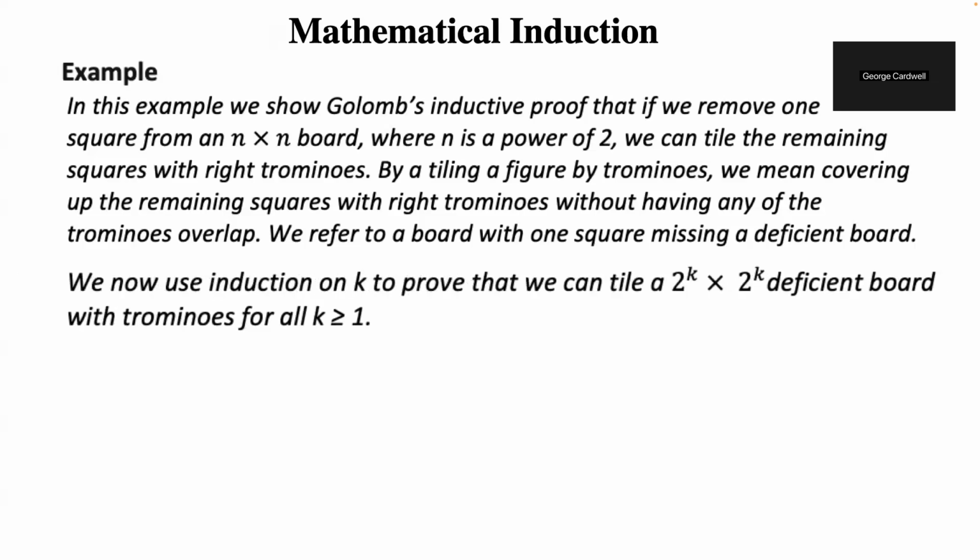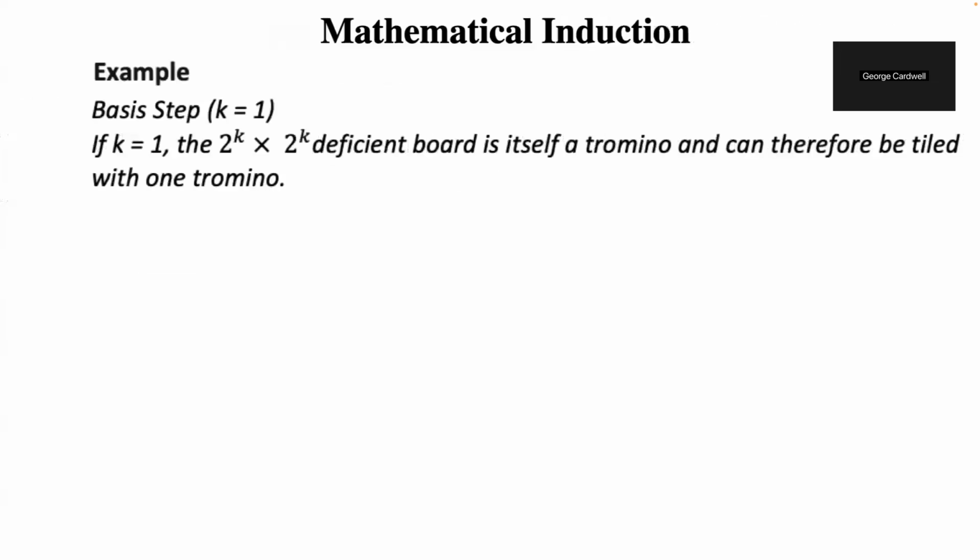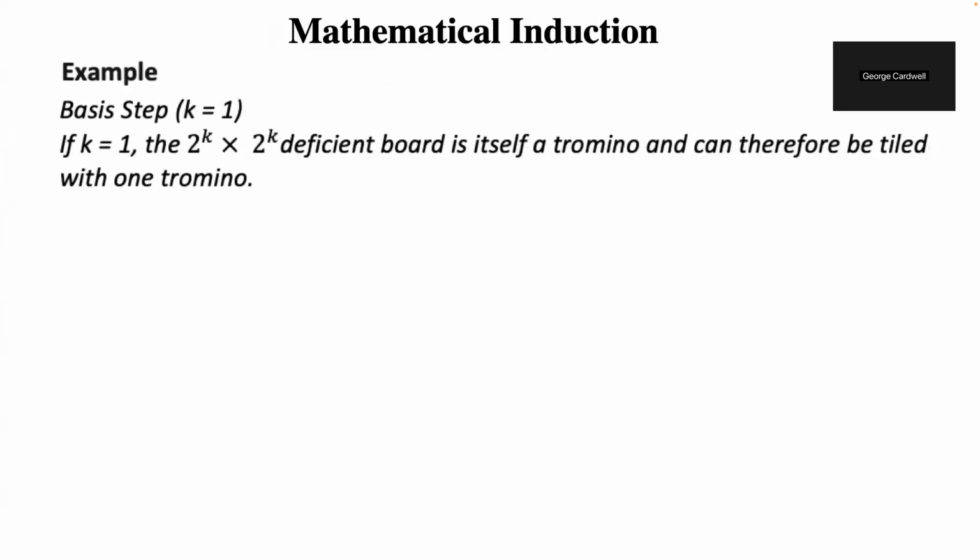Okay. We'll now use induction on k to prove that we can tile a 2 to the k by 2 to the k deficient board with trominos for all k greater than or equal to 1. Okay. For this example, I have to start with a basis step. I'm going to start with k equals 1. So if k equals 1, 2 to the k by 2 to the k means 2 to the 1 by 2 to the 1, which means 2 rows, 2 columns. So 4 squares on your board.